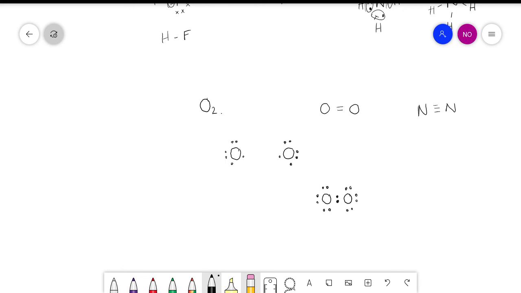But now if we go and count the total number of valence electrons, you have 2, 4, 6 plus 6. So we have 12 electrons available in total.